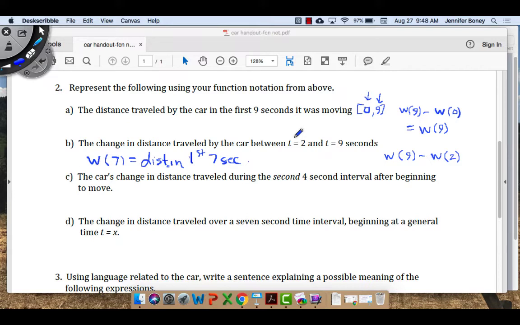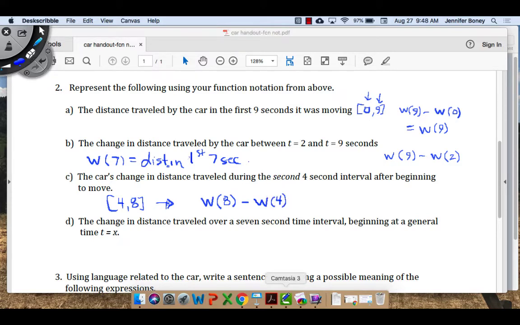Going forward from there 4 more units takes us to 8. So yeah, we're talking about the interval 4 through 8 on the t-axis. So if I want to know the distance traveled during that time interval, as soon as I know what that interval is, what are the beginning and ending independent variable values, I can write the change. The final distance, so the final dependent value is W of 8. And then the initial dependent value, W of 4.